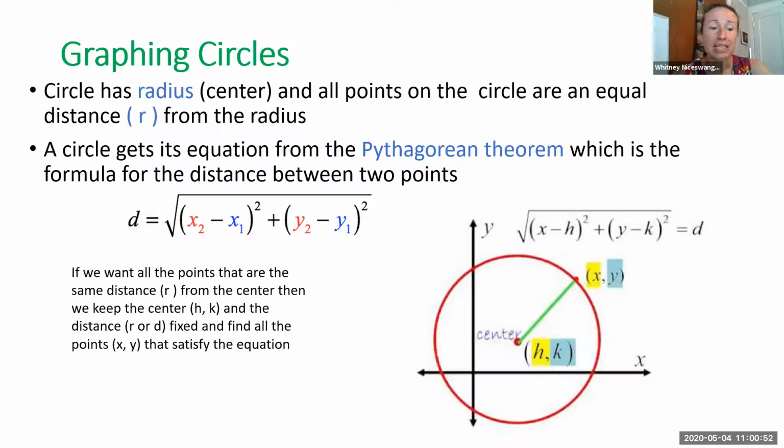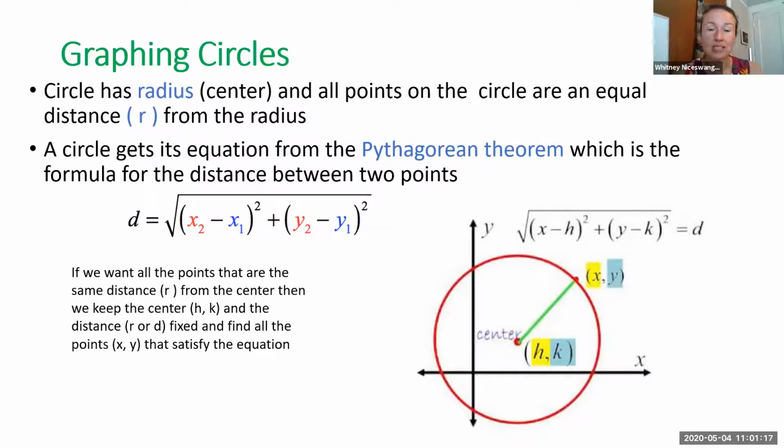A circle gets its equation from the Pythagorean theorem. Pythagorean theorem is the formula for the distance between 2 points. So remember when we were calculating the distance between any 2 points, we use that Pythagorean theorem. So the distance between 2 points is equal to the square root of the distance between the x's squared plus the distance between the y's squared.